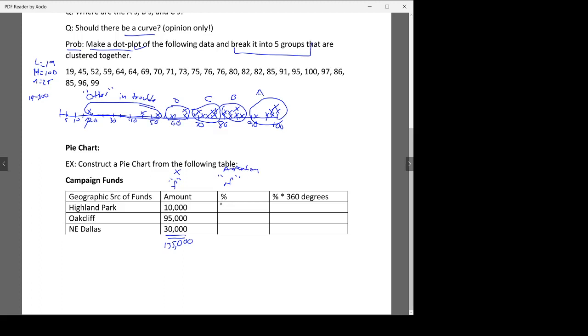So we say, oh, this is the X divided by the total, and this is the total, 135,000. So for this first one, you say 10,000 divided by 135,000. What does that give you? What is the proportion of money from Highland Park? And you'd say, oh, it's 10 divided by 135, basically 0.07. So it's 0.07. Which is, you just move the decimal over 2 and you have 7%. So we have 7%. And then 95,000, you do 95,000 divided by 135,000.